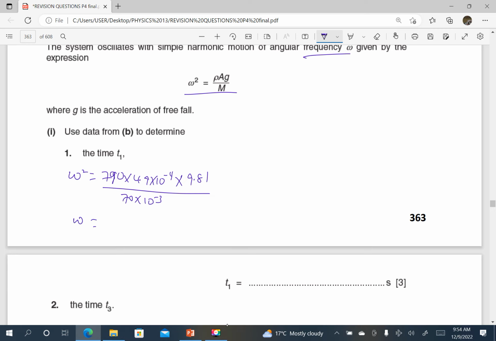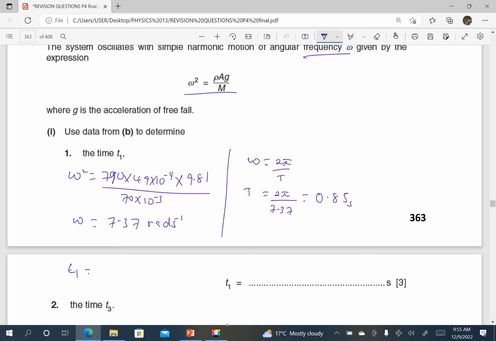So what is omega? 790 times 4.9 times 10 power negative 4 times 9.81, under the square root. Finding the square root, omega is 7.37 radians per second. That's omega, but remember omega is 2 pi over T. So T is going to be 2 pi over omega, which is 7.37. T is the time for one cycle, which is the period. 2 pi divided by that, I'm getting 0.85 seconds.